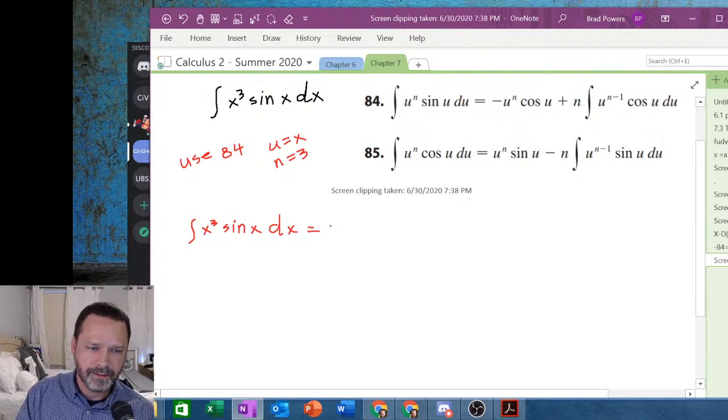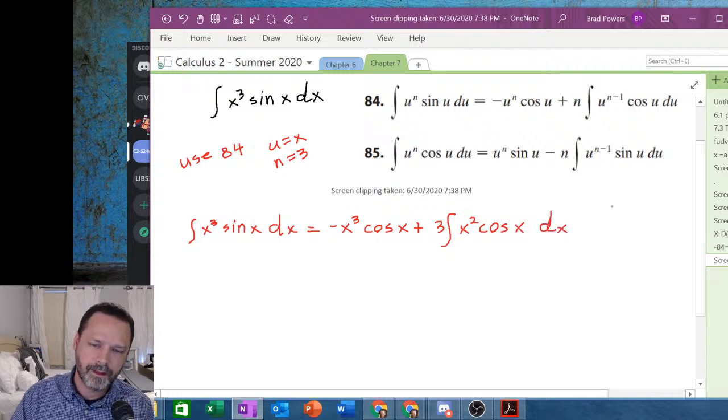negative u to the n, so negative u, which is x, to the n, which is 3, cosine u, so cosine x, plus n, which is 3, integral of u to the n, well, we're not using u, we're using x, to the n minus 1, so that's 3 minus 1 is 2, cosine u, which is x dx.